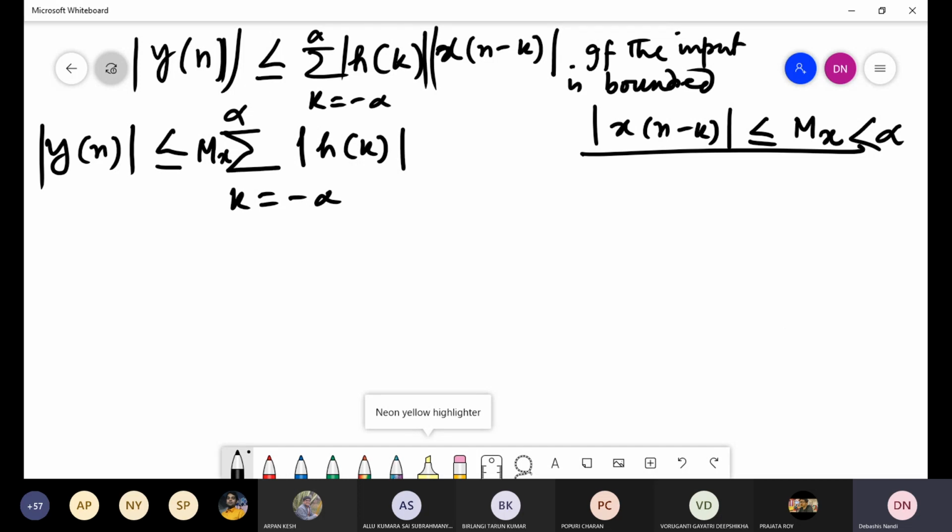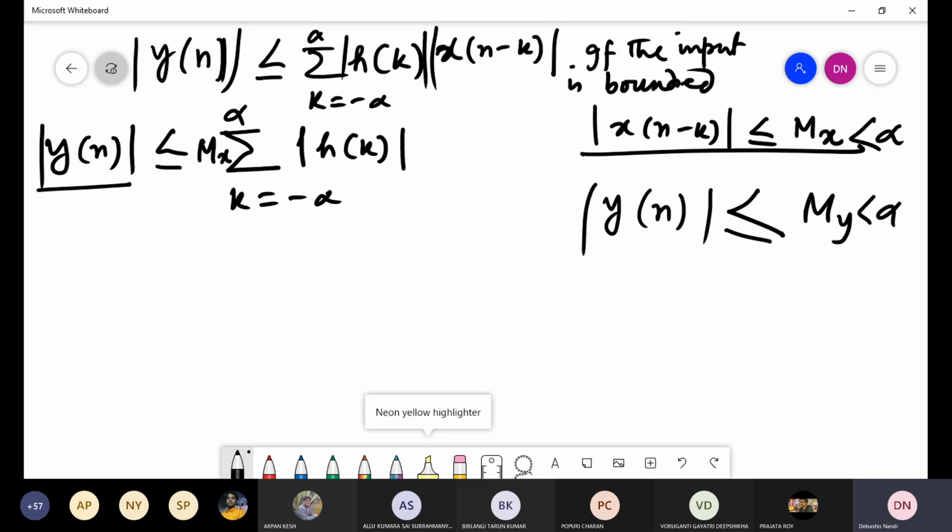Now what is our necessary condition for the system to be stable? This mod y of n should be less than or equal to some My, which is finite. And this mod y of n will be less than or equal to some finite number if this summation is finite, because Mx is finite. You know, Mx is finite, and if this summation of the infinite series is also finite, then automatically y of n will be less than infinity, or it will be finite.